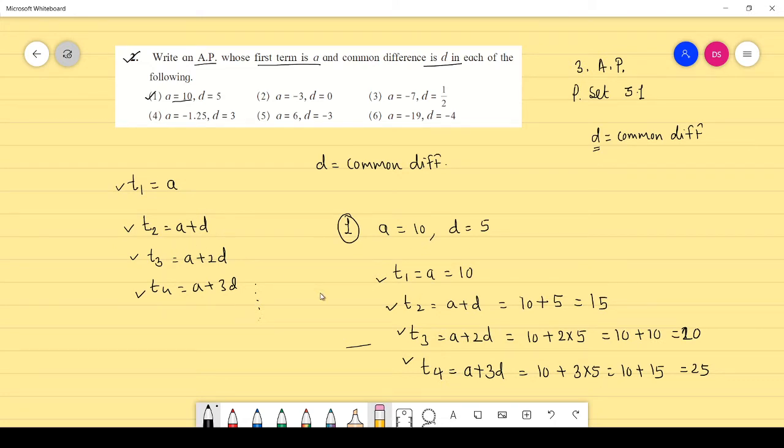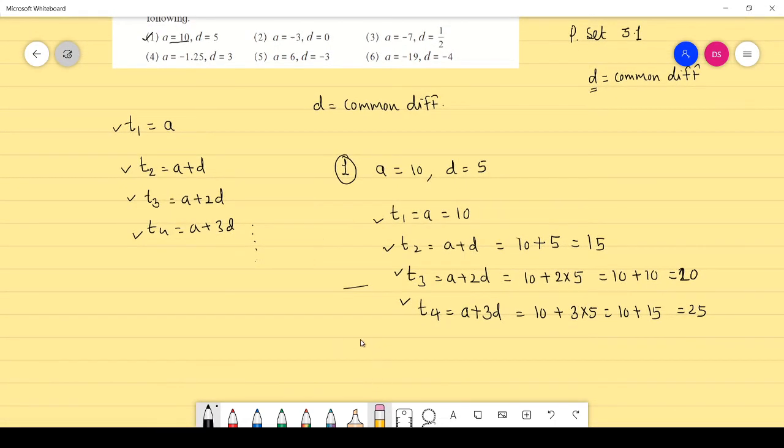They ask us to find the AP, not only the first, second, third, and fourth terms. They ask us to write the AP also. So what is the AP? The first term is 10, the second term is 15, the third term is 20, the fourth term is 25, and then you need to write dot dot dot, because this arithmetic progression goes to infinity. So the first question is solved. Is it easy? Yes, it is quite easy. Now let's move to the second problem.